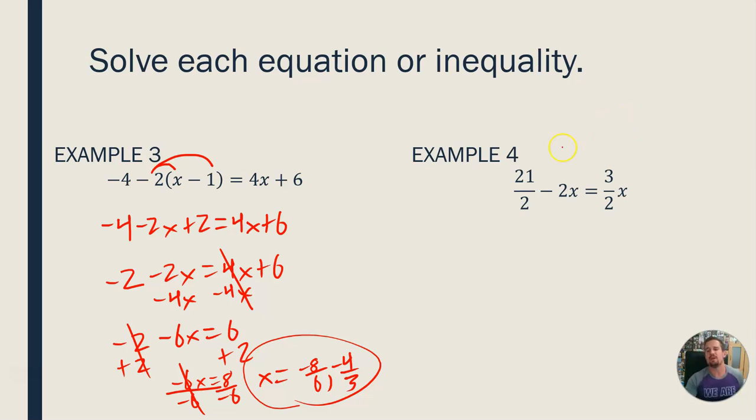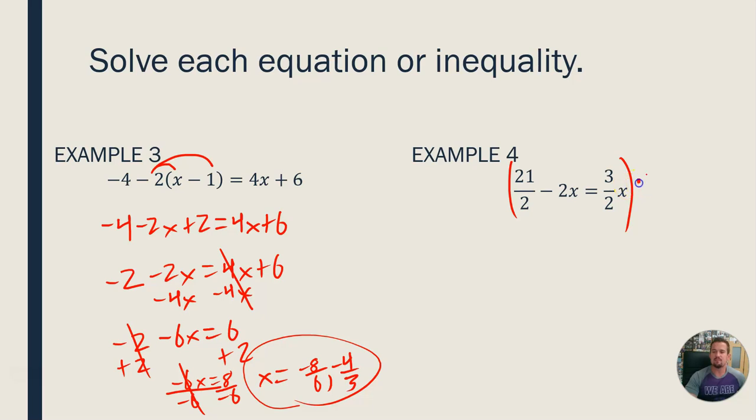Let's take a look at example number 4. This one is going to be a little bit more involved. There's a couple of things I could do in this problem to make this a little bit easier on myself. I have some fractions here. Okay? So the first thing that I would recommend doing, notice that in this whole problem, these two fractions that I have are halves. So I have 21 halves and 3 halves. I'm dividing by 2. So let me go ahead and start. This is one way I could go about solving this problem.